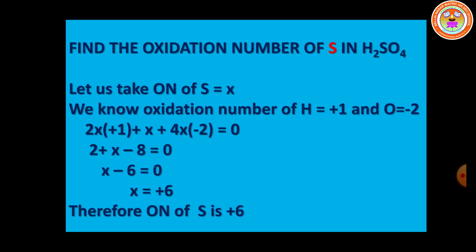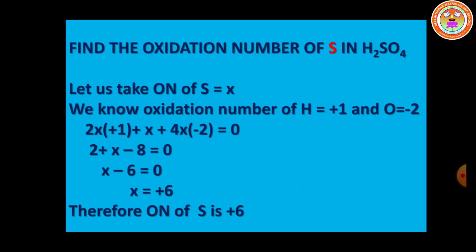Second one, find the oxidation number of sulfur in H2SO4. So we have to find the oxidation number of sulfur, taken as X. We know the oxidation number of hydrogen is +1 and oxygen is -2. Because what is the molecular formula for sulfuric acid? H2SO4. We find the oxidation number of sulfur. For the remaining hydrogen and oxygen, from the rule we know hydrogen +1 and oxygen -2.